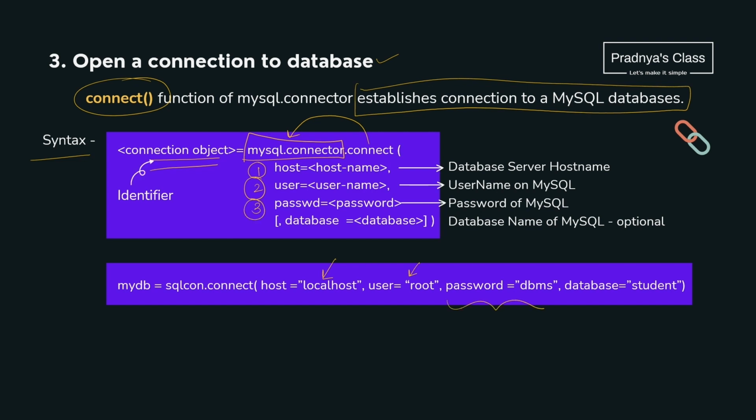You will be writing here the password which you have entered while installing MySQL software. The fourth parameter is database. Here we will be providing the name of the database on which you need to work. If you are not working on a particular database, you can skip this parameter. Look at the example. This is the alias which we have given to this module. These two parameters are fixed. The password and the name of the database will get changed.